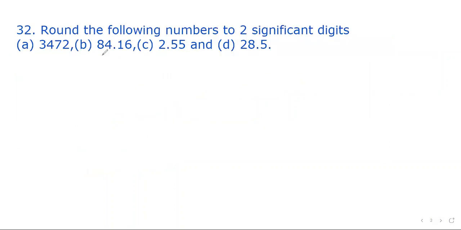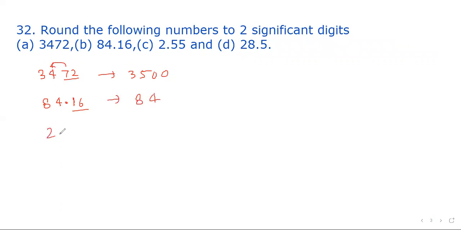Now, round the following numbers to 2 significant digits. 3, 4, 7, 2. We have to drop these 2 digits. So this digit will be increased by 1: 3, 5, 0, 0. 84.16. We have to drop these 2 digits. Since this is less than 5, we can directly drop. So it will become 84.